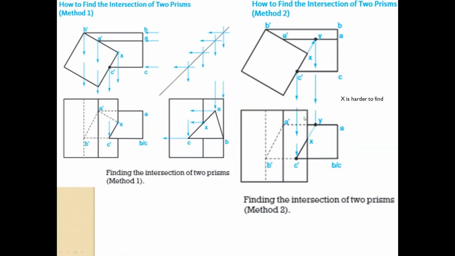And to find the intersection of the 2 prisms, we have 2 ways to determine them. The first way is given the top view and the right side view and also the front view. Now we want to establish all this intersection of these 2 prisms.